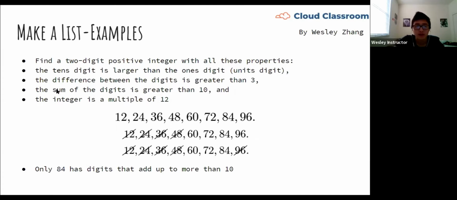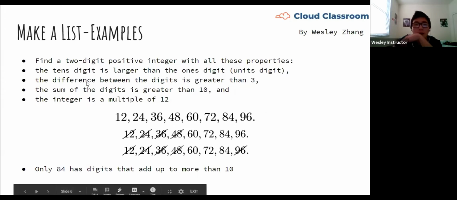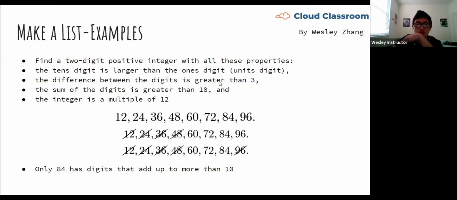All right, so first let's start with the integers that are a multiple of 12. So 12, 24, 36, and so on, all the way to 96, because all of these are 2-digit positive integers. The next multiple will be a 3-digit, so we don't want that. Next up, the difference between the digits is greater than 3. So 1 minus 2, 2 minus 4, all of these integers are out. 4 minus 8, that's also out. Oh, sorry. We'll go with this one first.